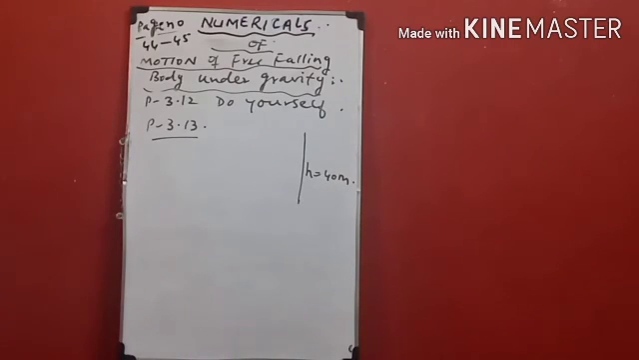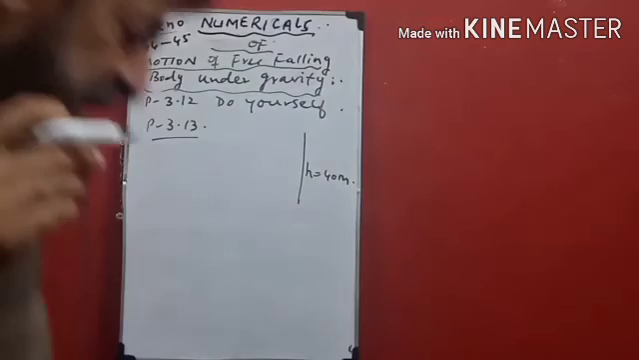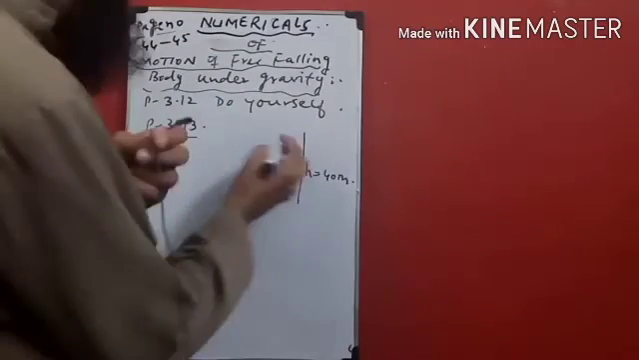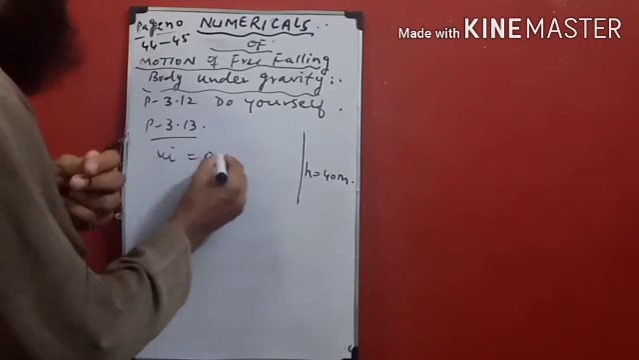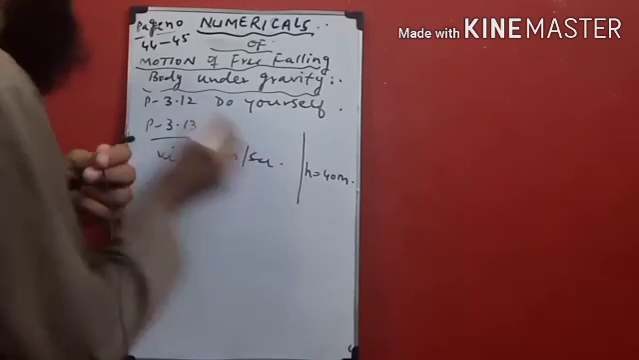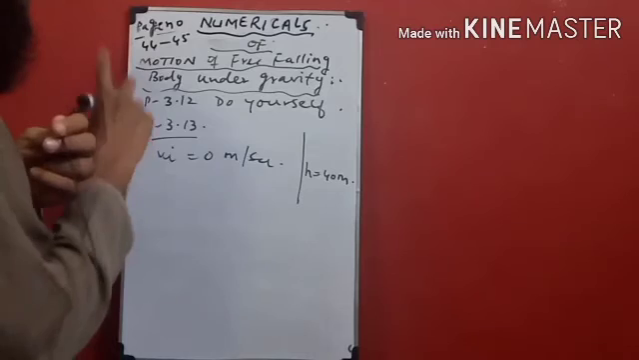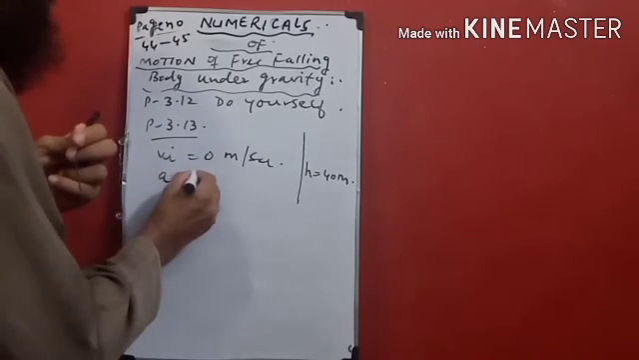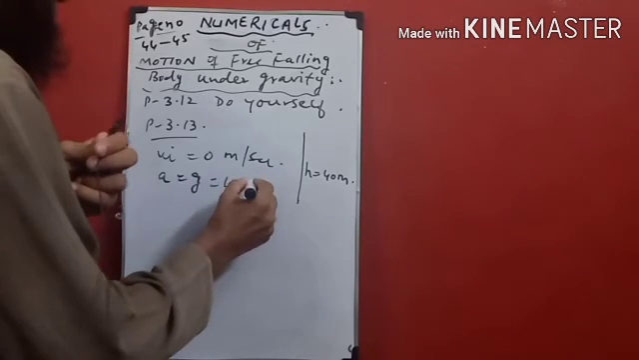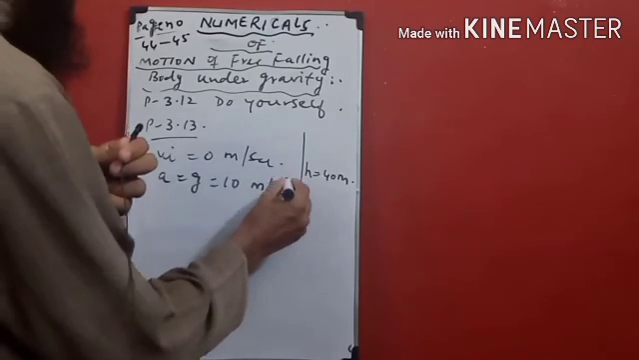In 3.13, a stone is dropped from a height of 40 meters. Okay, 40 meters is the height from where the stone is dropped. That means the initial velocity is equal to 0 meter per second. Since the body falls down, a is equal to g is equal to 10 meter per second square.